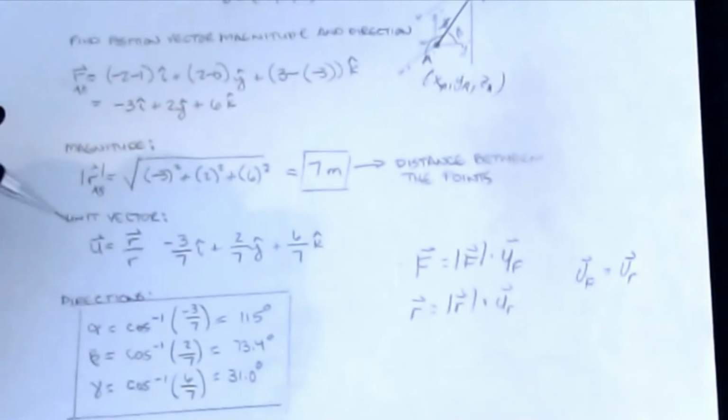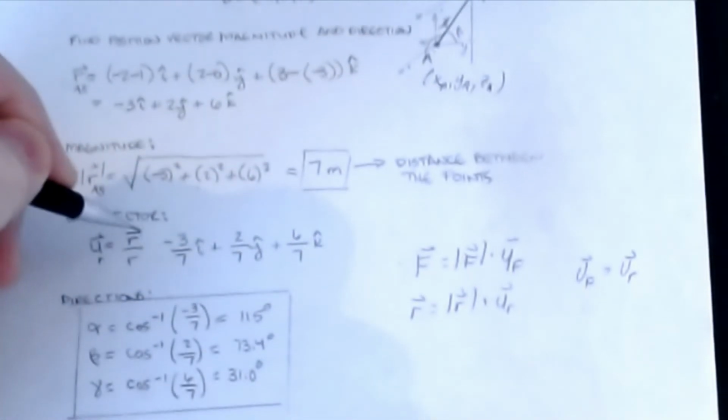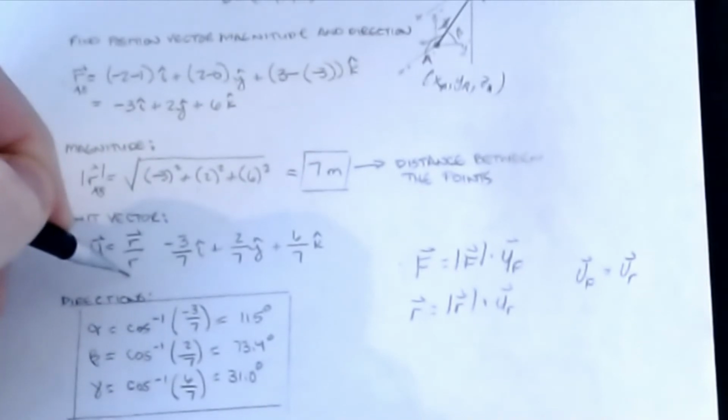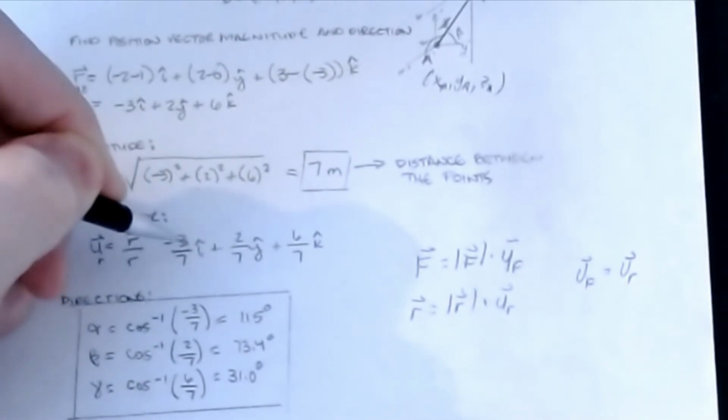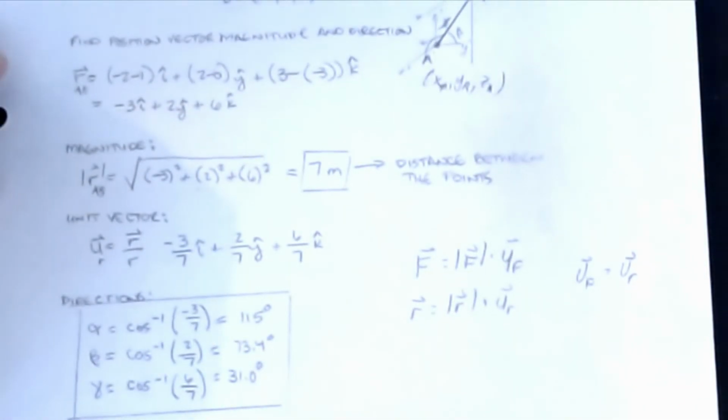Okay, so I can compute the unit vector for r. I've got the position vector and I have its magnitude. The unit vector for r here is simply the r vector over the r magnitude. So it's minus 3/7 of i plus 2/7 of j plus 6/7 of k.